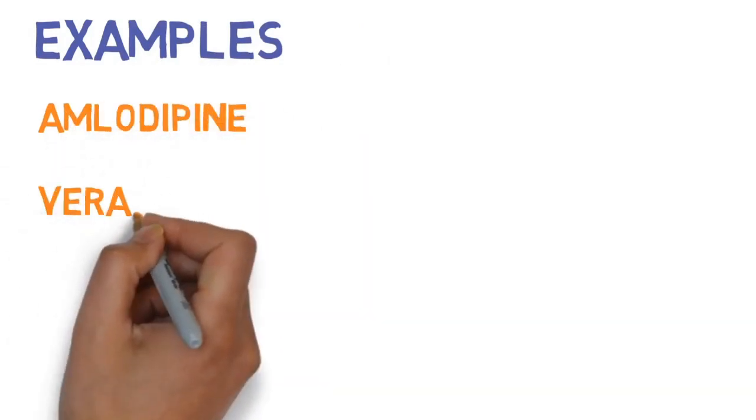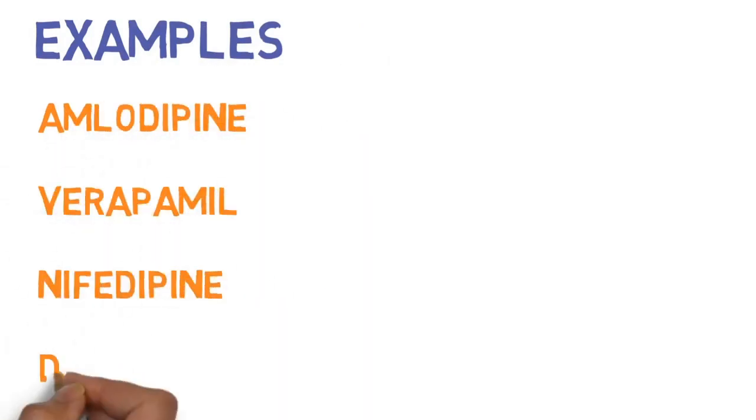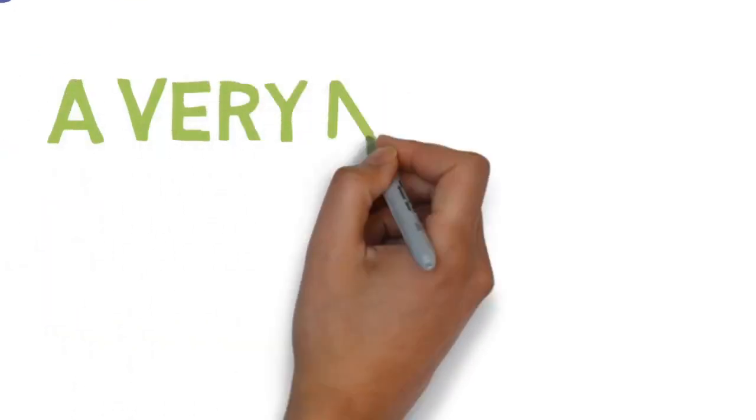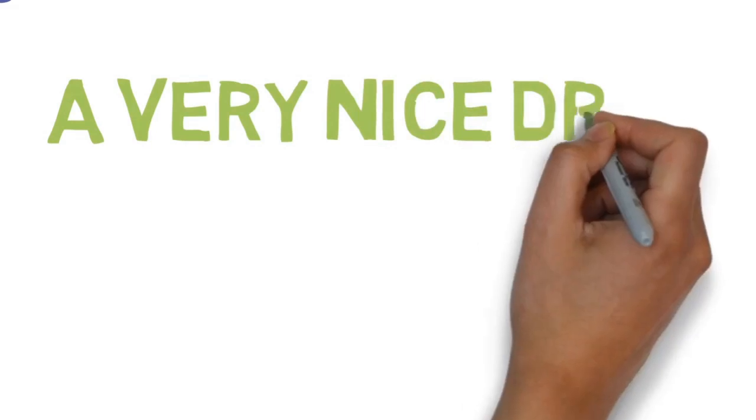Examples of calcium channel blockers include amlodipine, verapamil, nifedipine, and diltiazem. A trick to memorize these medications is to remember the phrase, "a very nice drug."